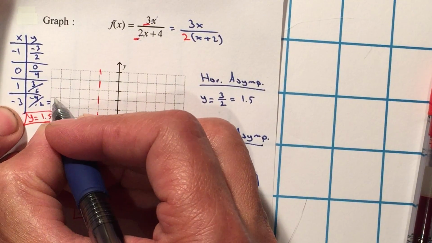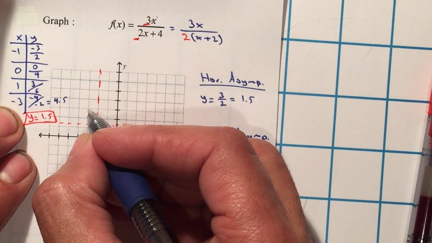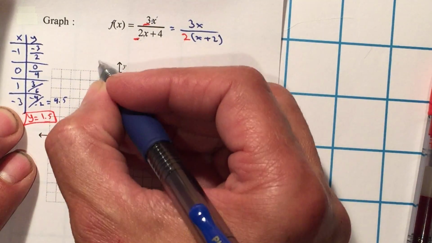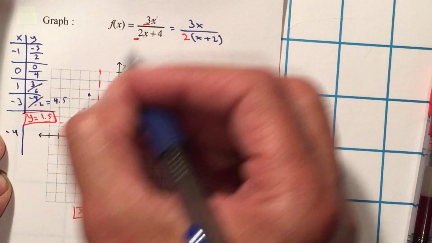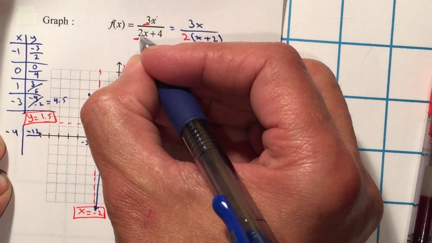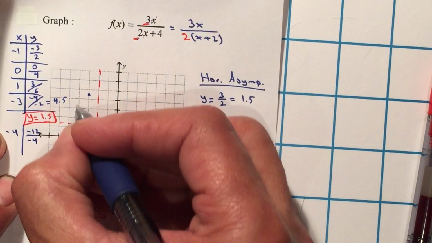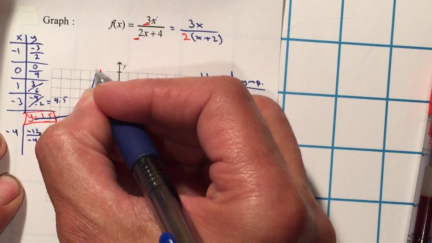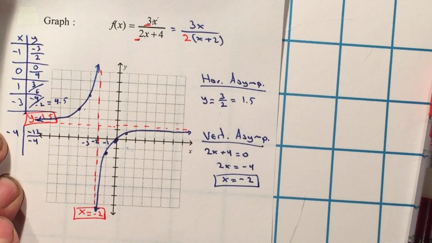So therefore it will be positive 4.5. So 1, 2, 3, 4.5. So notice that on the left it will be on this side of the graph. I'm going to plug in a -4. That'll be -12 over -8 plus 4 will be -4, which will be 3. So therefore my graph will be on this side of the function. Don't forget to write down your asymptotes, and that's my graph.